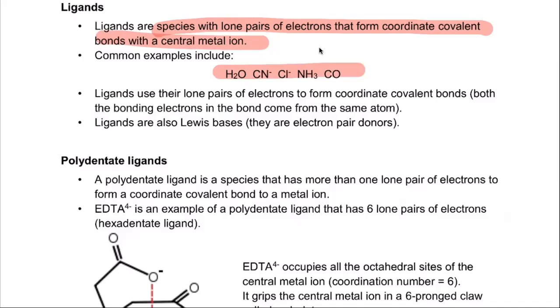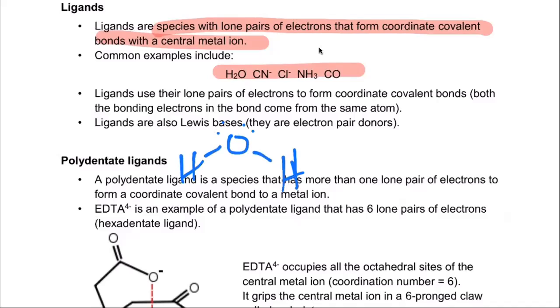You need to be aware of them and know which ones are neutral and which ones have a negative charge, okay? Because that's going to affect how we figure out some charge things in a little bit. As I mentioned, they use their lone pairs of electrons to form coordinate covalent bonds. If I were to draw out the Lewis structure for all 5 of these things, you would see that all of them have at least 1 lone pair of electrons on their central atom.